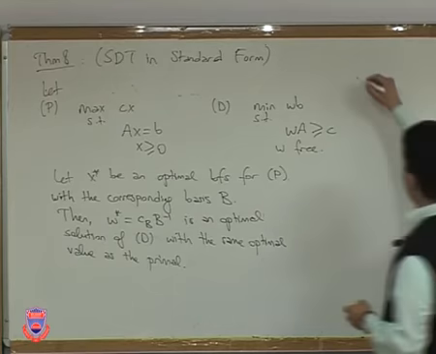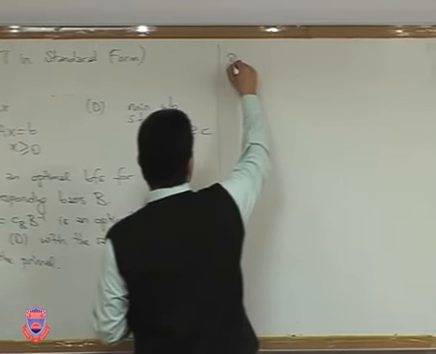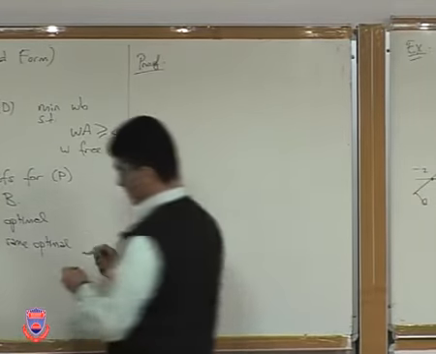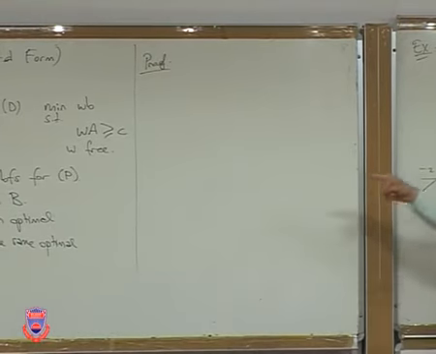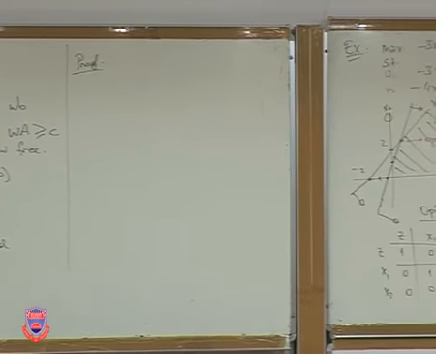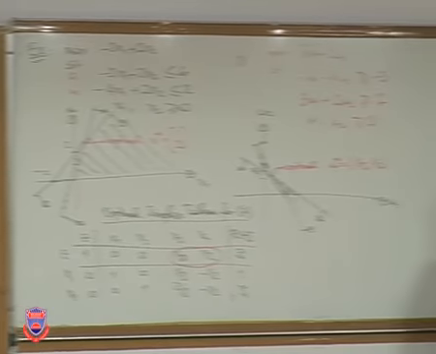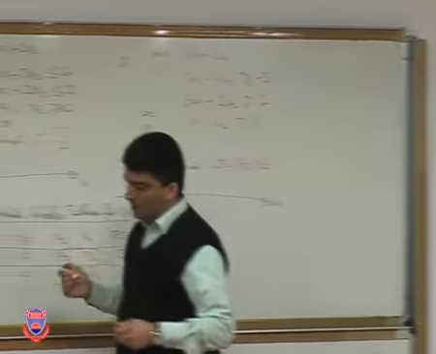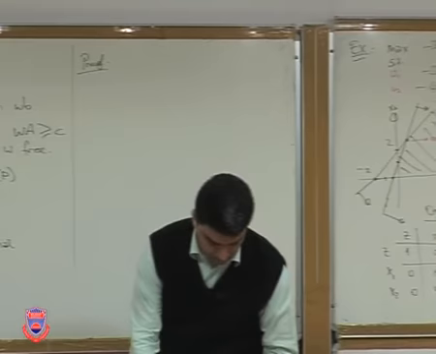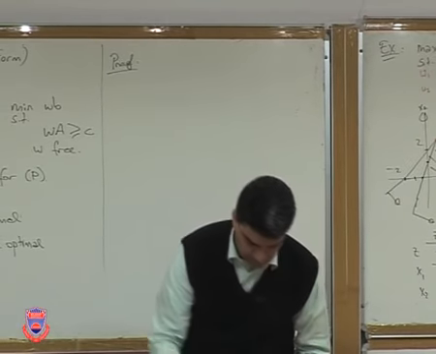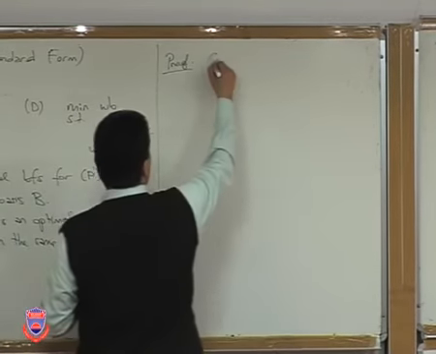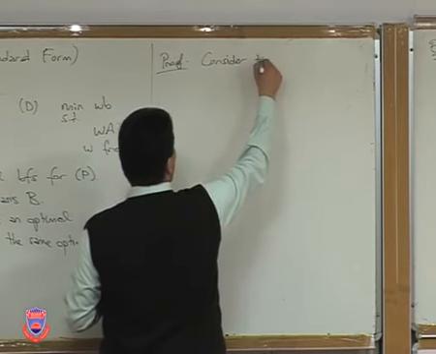And again, the proof is not that hard. Now, unlike the previous example, we don't need to turn the problem into standard form because it's already in standard form. So I can solve the problem directly. So let us consider the optimal simplex tableau for the primal problem.